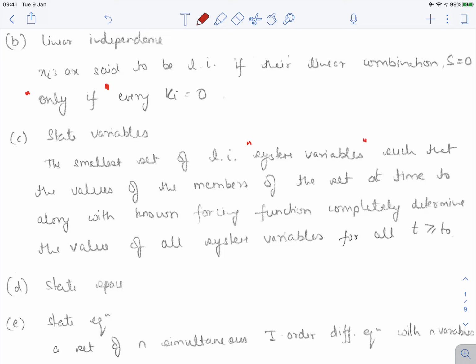Okay, so the smallest set of linear independent system variables such that the values of the members of the set at time t naught, which can be any time, or this t naught could also be equal to 0, along with the known forcing function. By forcing function I mean the input to the system.